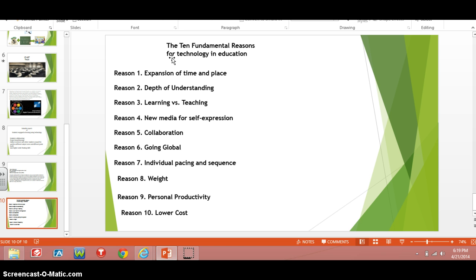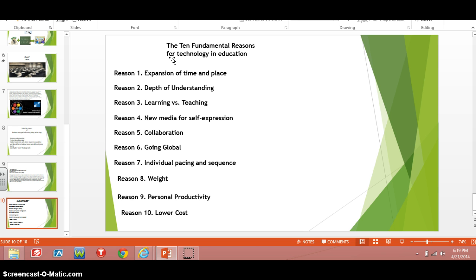Reason 7, individual pacing and sequence. Without disrupting the class, they can repeat difficult lessons and explore what they find interesting. It becomes more like having a private tutor rather than being lost in a large classroom. So with doing that, different information technologies can be broken into steps, and the class can go at a pace that is more suitable for them. If we have students that have disabilities, we have particular technology that can be used for those students, where if that's in the classroom, they can also learn using assistive technology.